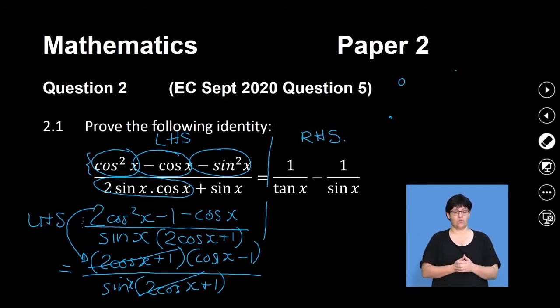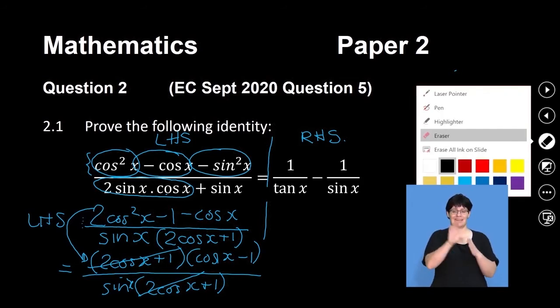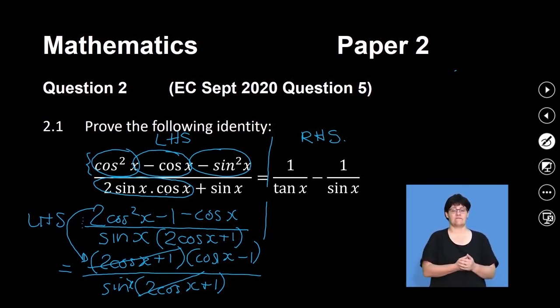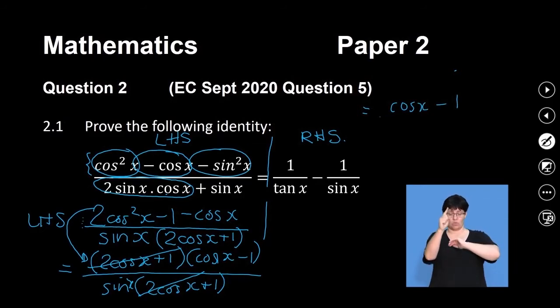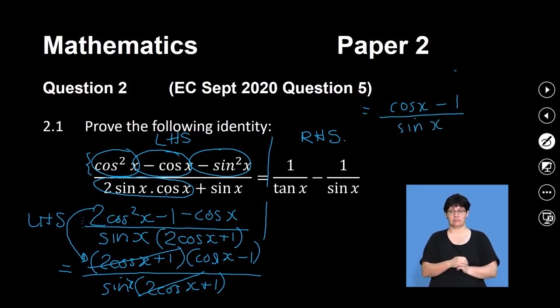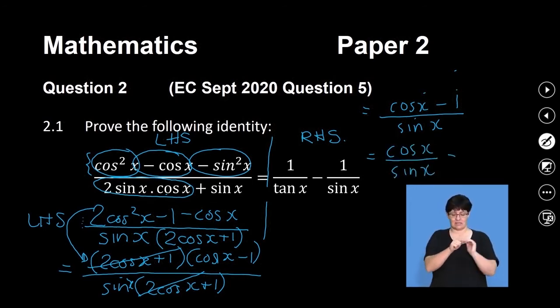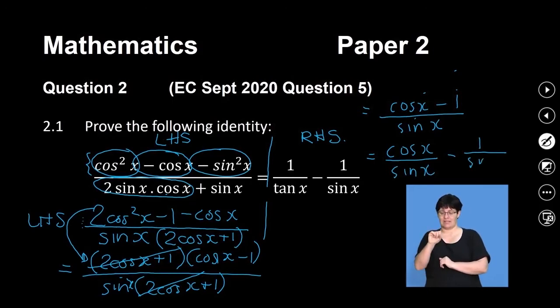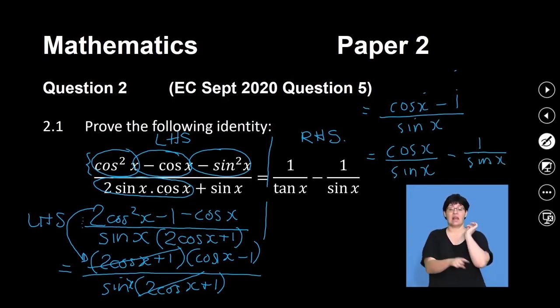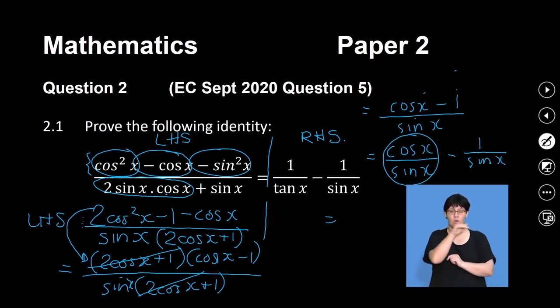So very, very beautifully, once those have cancelled, I'm going to have cos x in the numerator, cos x minus 1, and of course I have my sine x in the denominator. I can break that numerator up and put each part over the sine x. So I've got cos x over sine x minus 1 over sine x. And the last thing I need to do is convert this into a 1 over tan x.